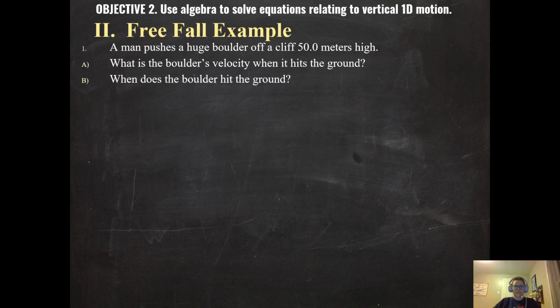So our question asks: a man pushes a huge boulder off a cliff 50 meters high. Part A, what is the boulder's velocity when it hits the ground? Part B, when does the boulder hit the ground? Go ahead and pause now. Take your time, go through the GUESS method, and don't forget to draw a picture.